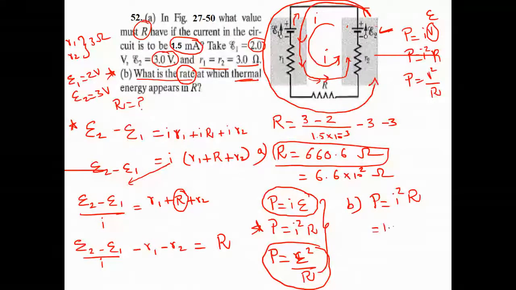The current is given as 1.5 milliampere, which is nothing but 1.5 multiplied by 10 to the power of minus 3, and the resistance we found just before is 660.6. Am I right? And that will be your answer. And the unit will be watt.